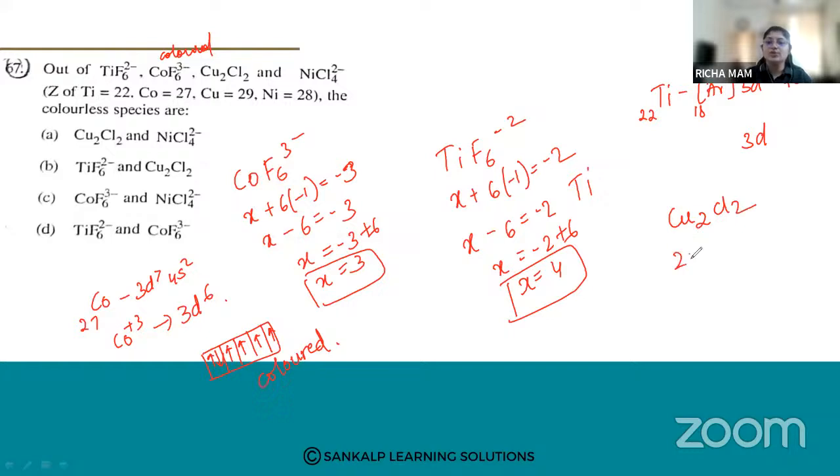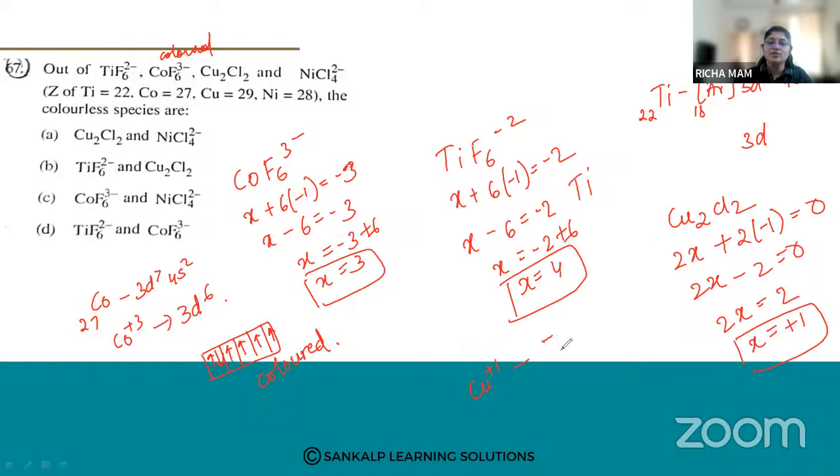Next is Cu2Cl2. So 2x plus 2 into minus 1 equals 0. So 2x minus 2 equals 0, 2x equals 2, X equals plus 1. So copper is in plus 1, argon 3d10 system. Whenever you have a 3d10 system, it is colorless. So this is also colorless, and this is also colorless. So which complex is colored? Just see, titanium. This is option number B.